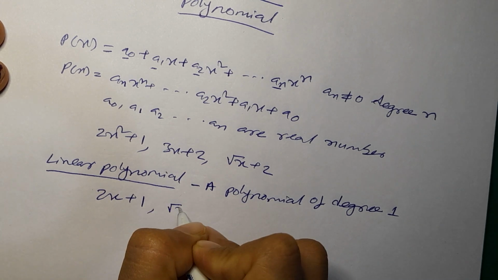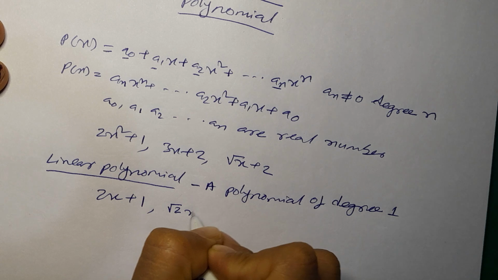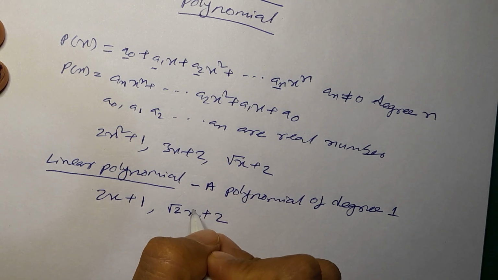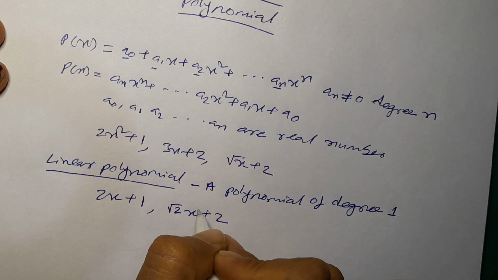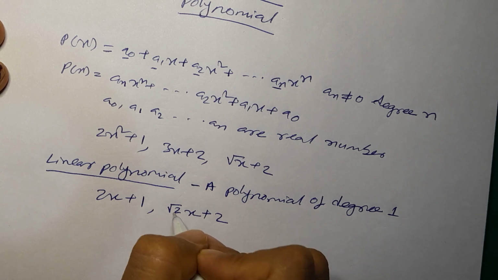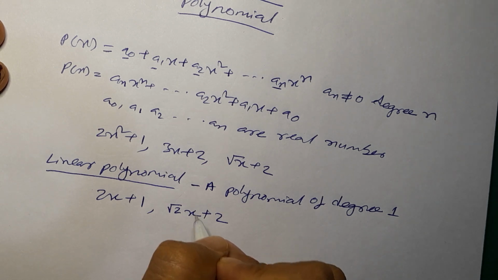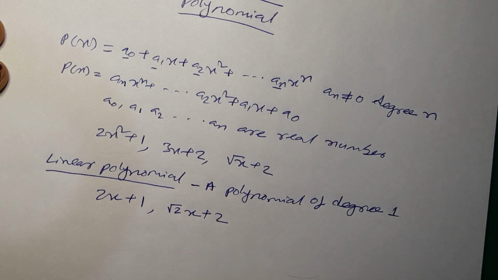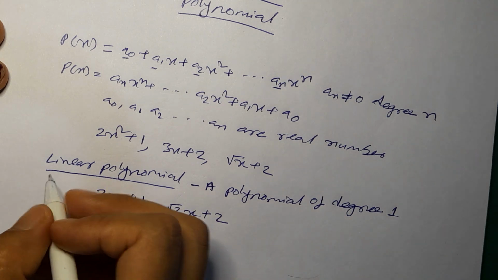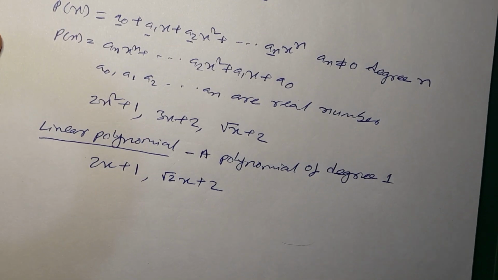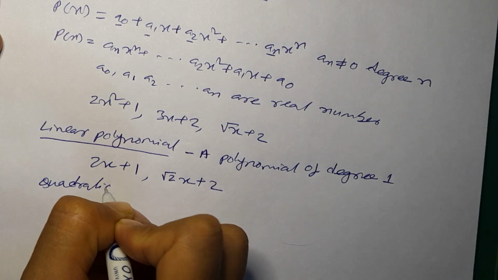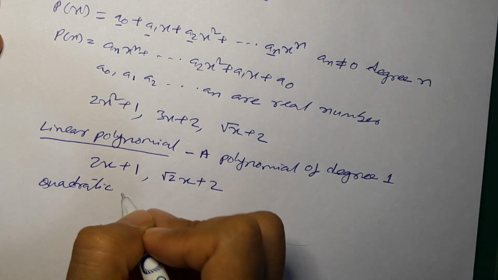Another example, root 2 x plus 2, this is also a polynomial. You have to check not the number, you have to check the power of x. Here root 2 is also a real number, and the power of x is 1, so this is a linear polynomial. After linear it will come quadratic polynomial. It was already studied in class 9.